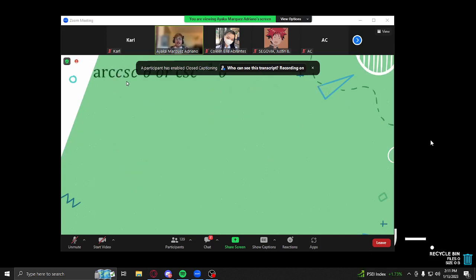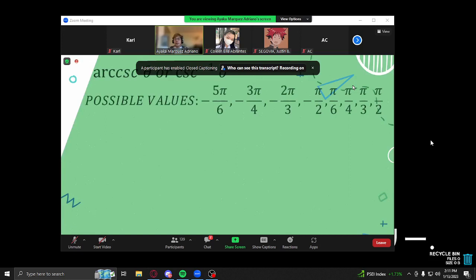Now let's try arc cosecant or the inverse of cosecant theta. Observe the possible values. So ang rule pala po dito, I think sa mga STEM 10, no, we provided a different answer. You should follow this one. Kailangan kasi pasok siya dito sa loob nito. Kapag hindi siya pumasok dun sa range ng negative 5 pi over 6, negative 3 pi over 4, negative 2 pi over 3, negative pi over 2, pi over 6, pi over 4, pi over 3, and pi over 2, it means we cannot accept that answer.